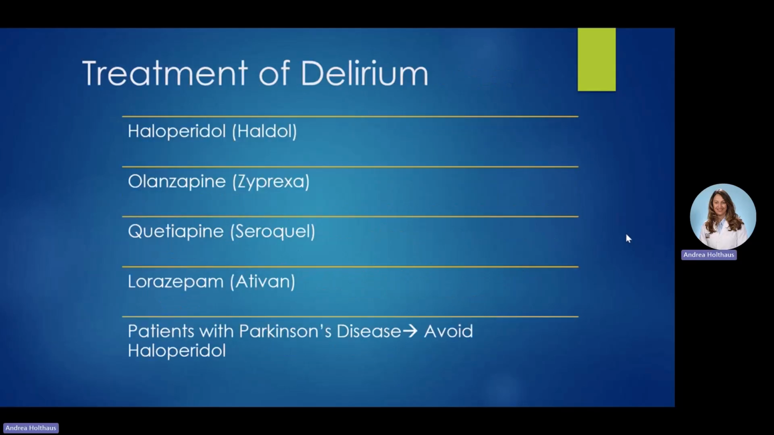And then medications for delirium, there are the antipsychotic medications like Haldol or olanzapine or Seroquel, and then the benzodiazepines can add on to those sometimes, such as lorazepam. And just remembering a tip to avoid Haldol in Parkinson's disease, which can worsen their movement problems.